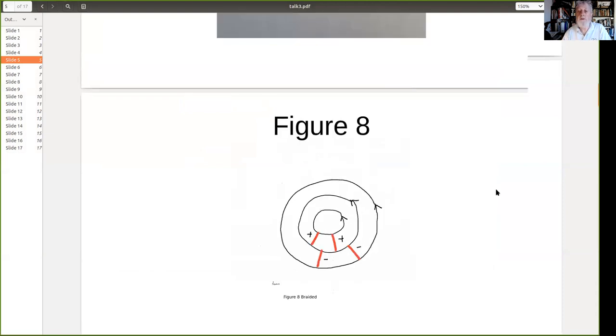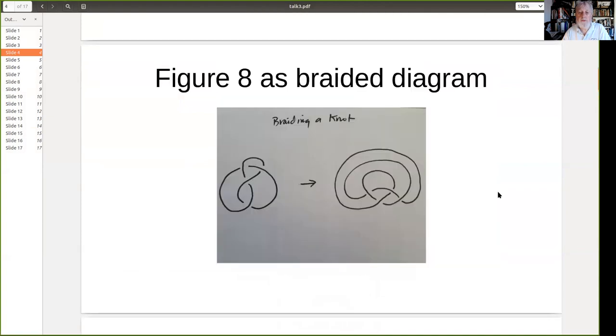Now, let's see what that looks like in the actual figure eight knot. This is the usual picture of a figure eight, and this is the braided version. And we can get from here to here by a sequence of Reidemeister moves. Remember, there were three Reidemeister moves you could do. And so as a little exercise for the reader, you can see how to get from here to here using Reidemeister moves.